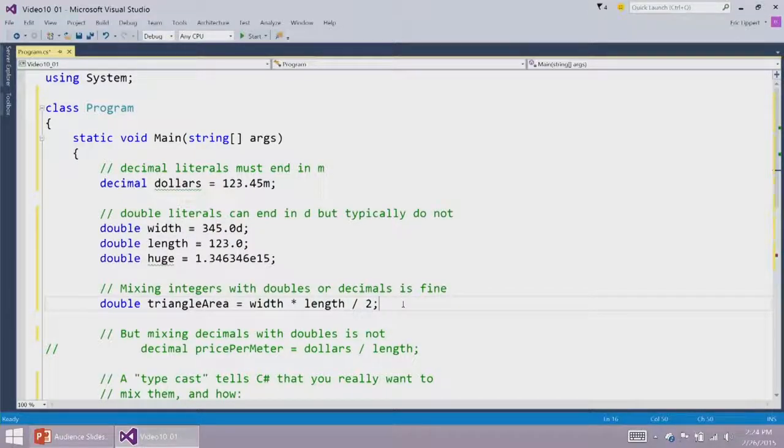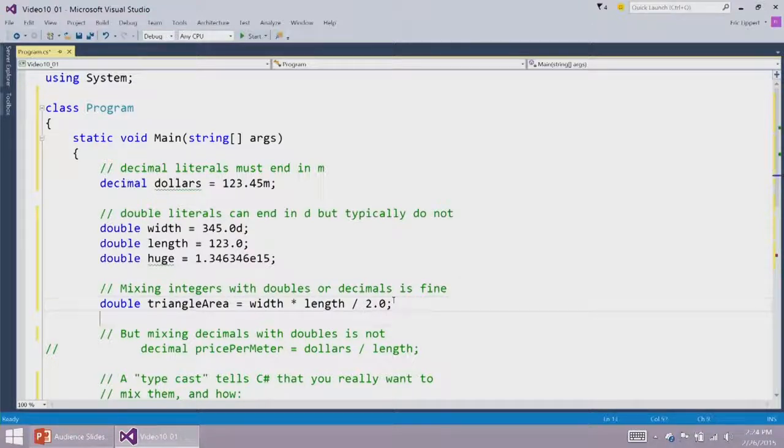Now you can mix integers with doubles or decimals just fine. So here we have an example of a double that is the area of a triangle, and I've said the area of the triangle is the width times the length divided by 2. And C# will figure out that you have this quantity, which is a double, and this quantity, which is a double. Their product is a double. You are dividing by an integer, but it knows how to make that integer into a double, and so it does so automatically. So you don't have to put the 0.0 there, although it is perfectly legal to do so if you want to.